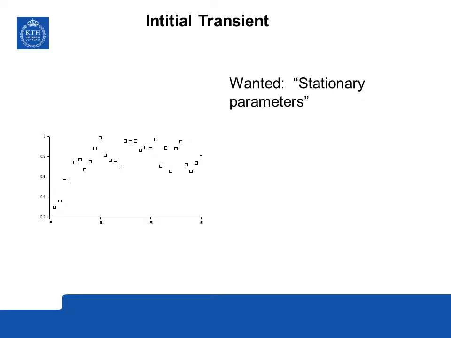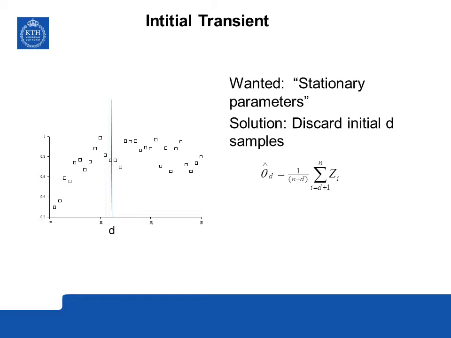So what we want is the stationary parameters, the time-independent parameters of the process. Unfortunately, it's not obvious how to do this observation. We can, of course, very straightforwardly discard some samples at the beginning that we say belong to the transient period, and then only use the samples in the latter part of the observation interval. Let's say that we discard the first D samples and only use the n minus D later samples. And this is of course due to the fact that there is no definite end to the transient period.